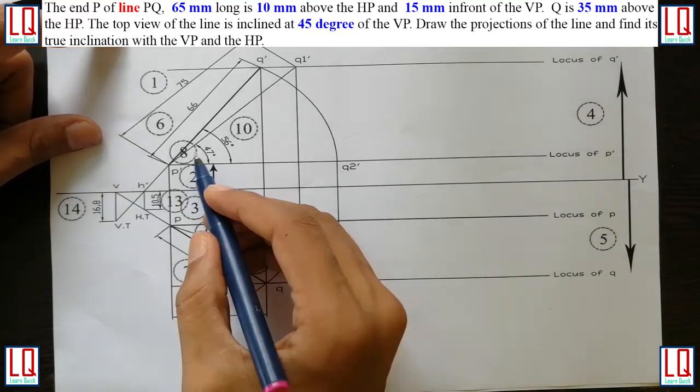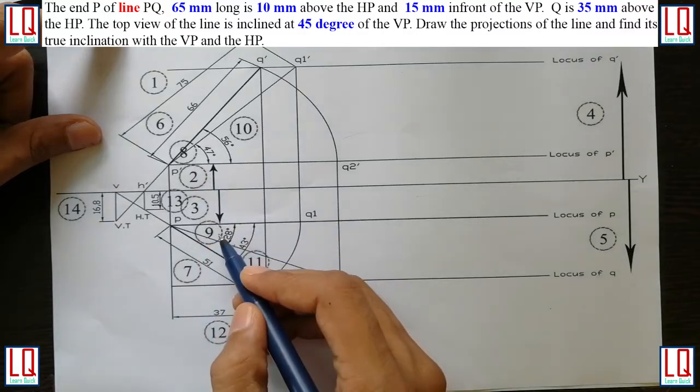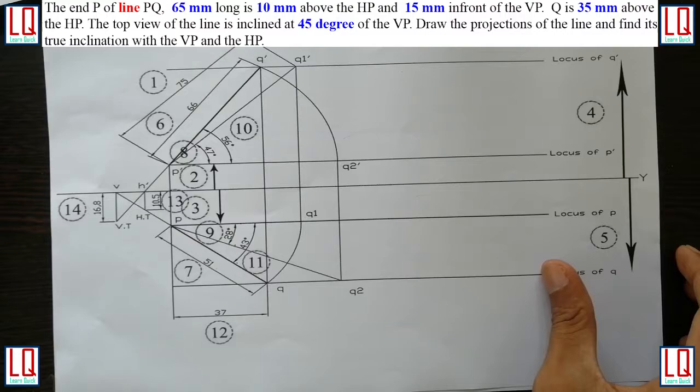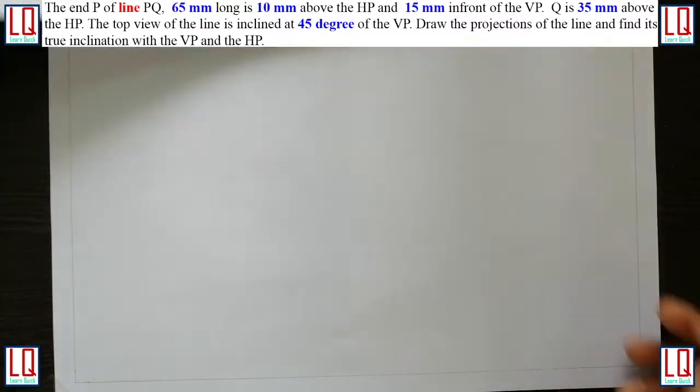What we have to find is data number 8 and data number 9, this angle and this angle. So let's draw and find those missing angles.